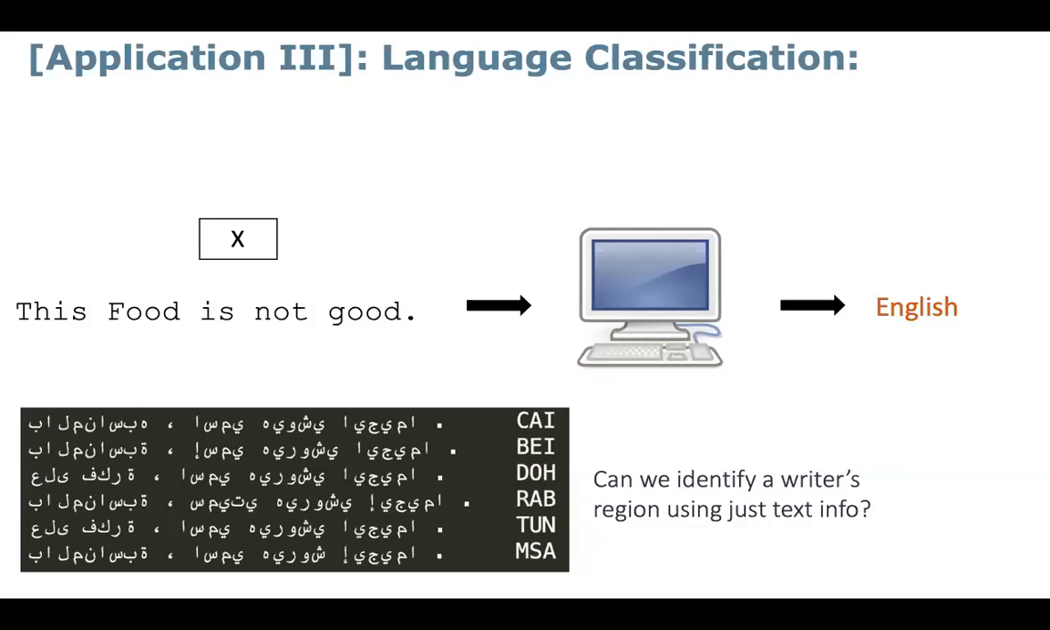And then in this page, we actually show a different one, it's just language prediction. So this is Arabic writers writing, and you have a very limited number just because we don't cover that large a set of languages. So can you identify a writer's region using just text info? And this also fits the string kernel very nicely.